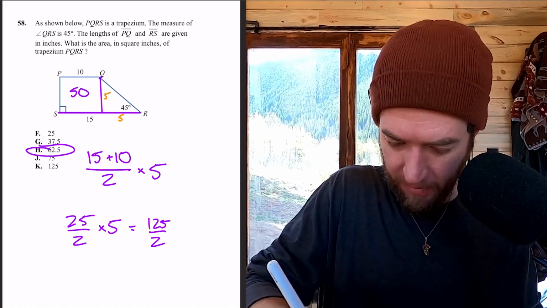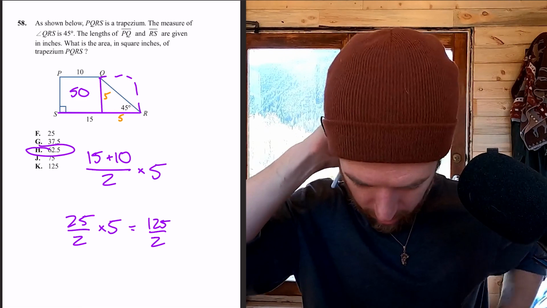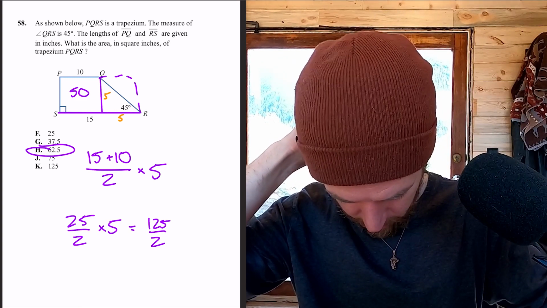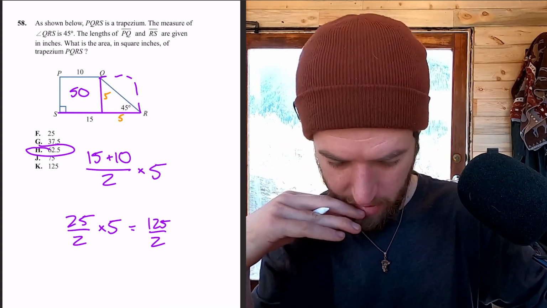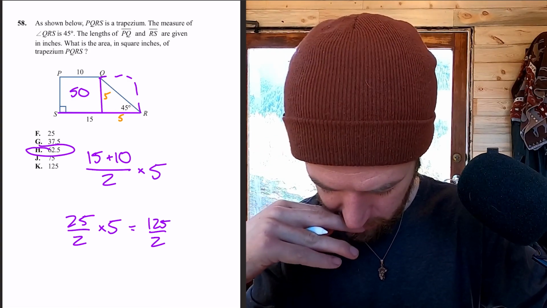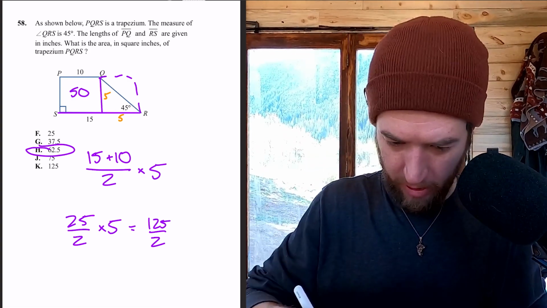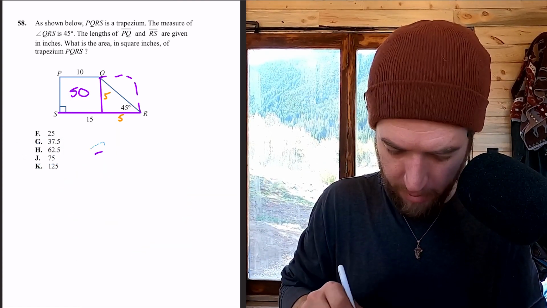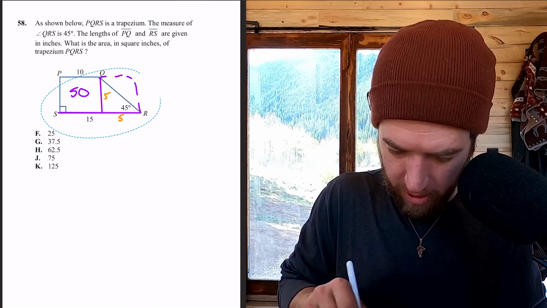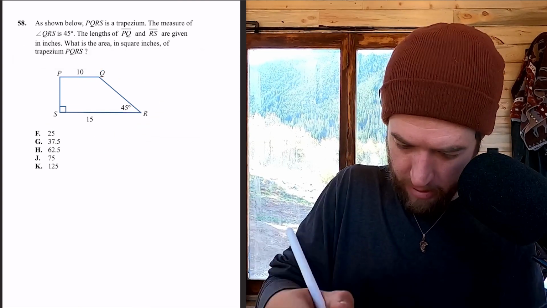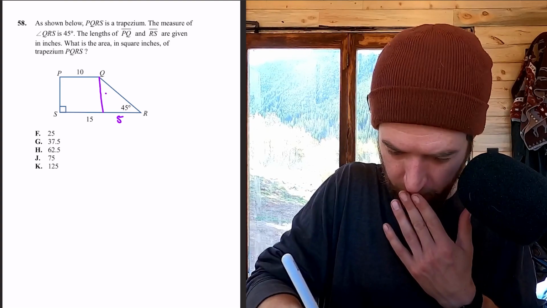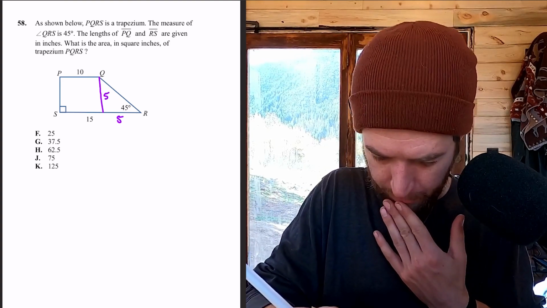50, this area is 50, and then this is half of 50. Uh-oh. Yeah, I'm glad I double-checked here. I'm just going to erase. We're just going to start from scratch. We got some time here at the end. Literally, this should be easier than it is. It's 15 down here, so that makes this 5. That's a 45-degree angle, so this must be 5.